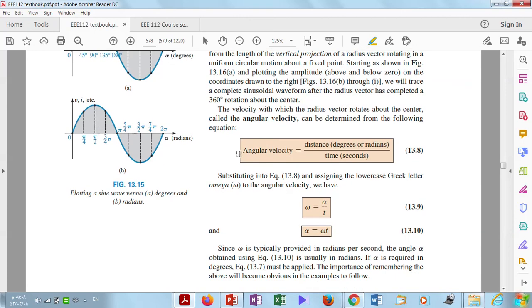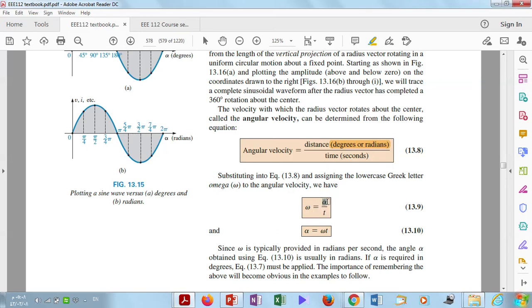Angular velocity, since we will deal with something rotating in a circle, we need angular velocity. What's the formula for angular velocity? It is the distance over the time. Like if you say the speed, what's the formula for the speed? You will say the distance over the time. Here, what is the distance? It is degree or radian, the angle, and the time will be in seconds. If we write it as a formula, omega equals alpha over t.